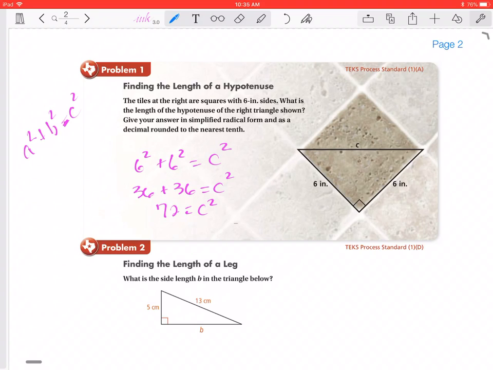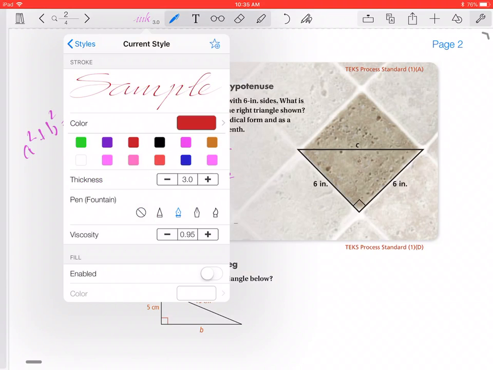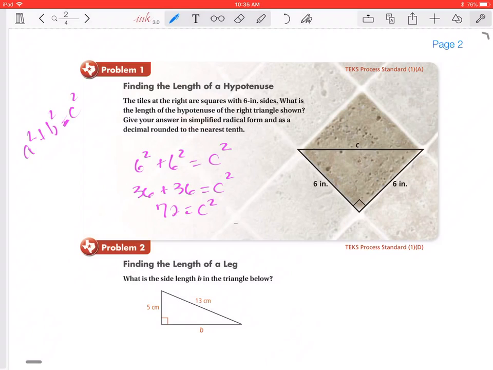So now in order for me to solve for the value of c, that means I want 1c. C squared is saying c times c. I don't want to know what c times c is. I want to know what c is. So I need to take the square root of both values.